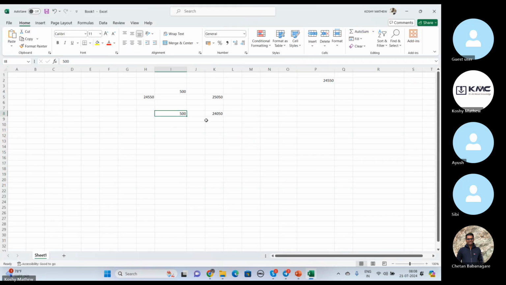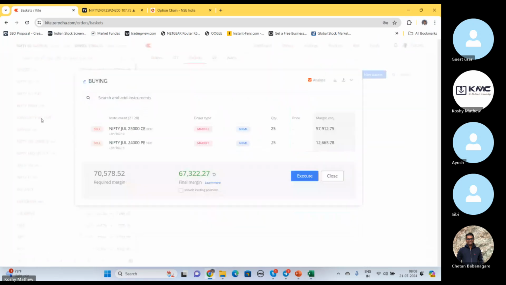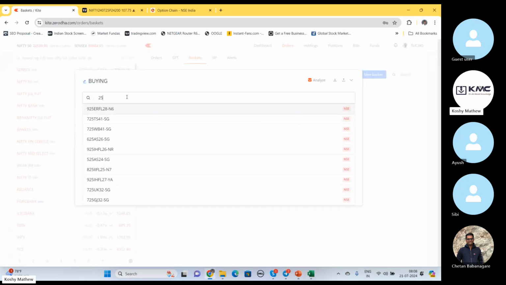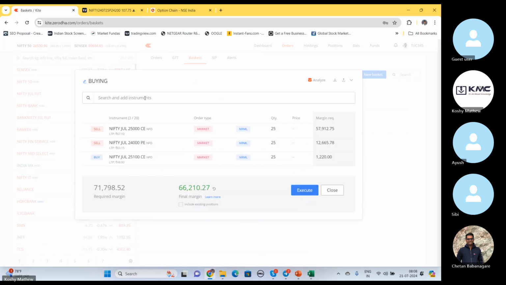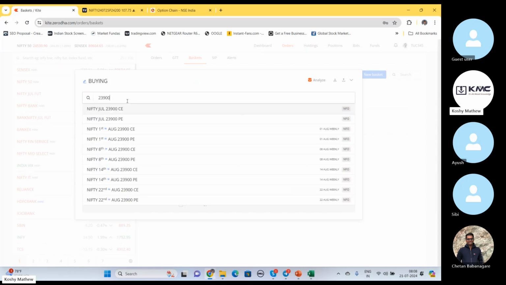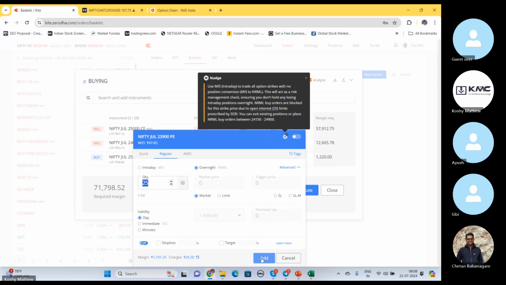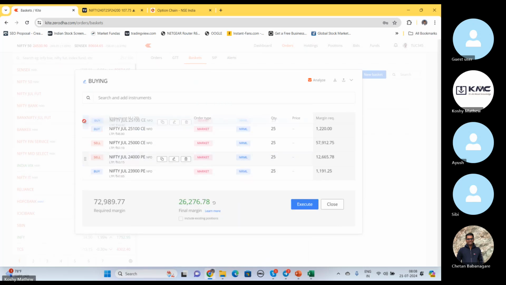So what I will do is hedge it. How will I hedge it? 25,100 call, and I bought 100 strike price above 25,000. So for the put, what I have to do is go 100 less than 24,000. That is 23,900 put, I will buy because I want to hedge it. Now I have hedged it thoroughly. Premium what I'm paying, 29,000 rupees.